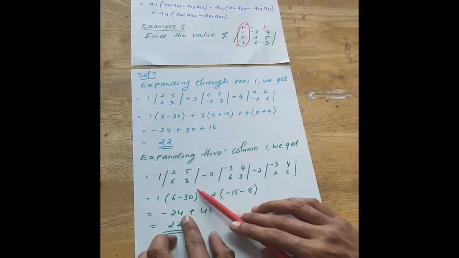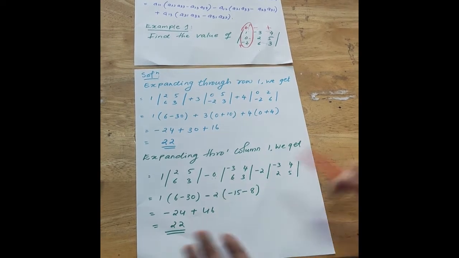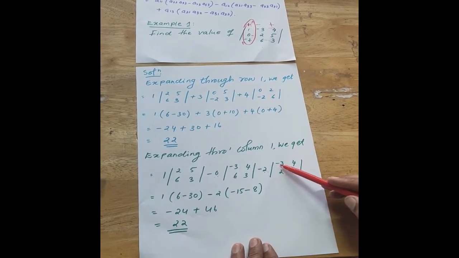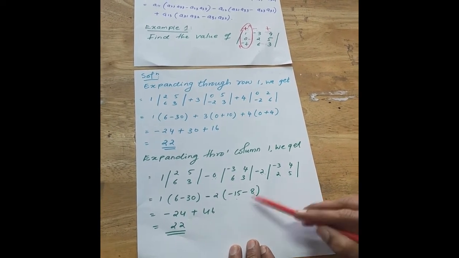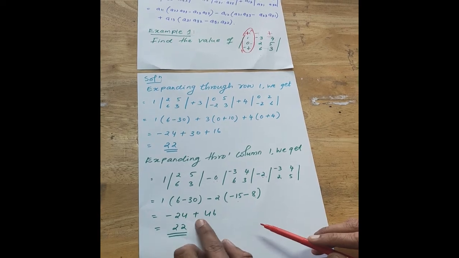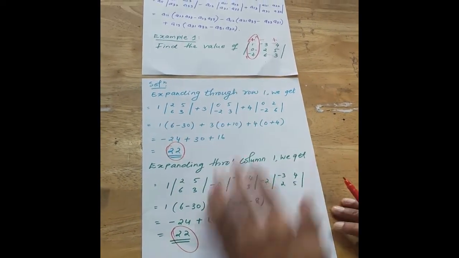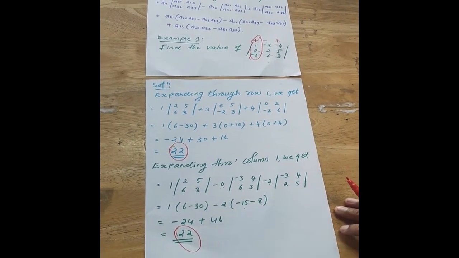Now again multiply: 6 minus 30, minus 0 is gone, so minus 2 into minus 3 into 5 minus 15, 2 into 4 is 8, right? So minus 24 plus 46, we are getting 22. So this answer and this answer are the same. Whether you expand through a row or a column, the answer will be the same.